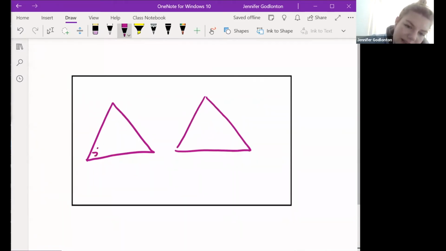And I'm going to tell you that this is X, this is X, this is Y, this is Y, this is Z, this is Z. Would you say that those two triangles are congruent, or would you say that they are similar right now? Ma'am, I would say that they are congruent. Okay, what would your reason be for saying that they are congruent?